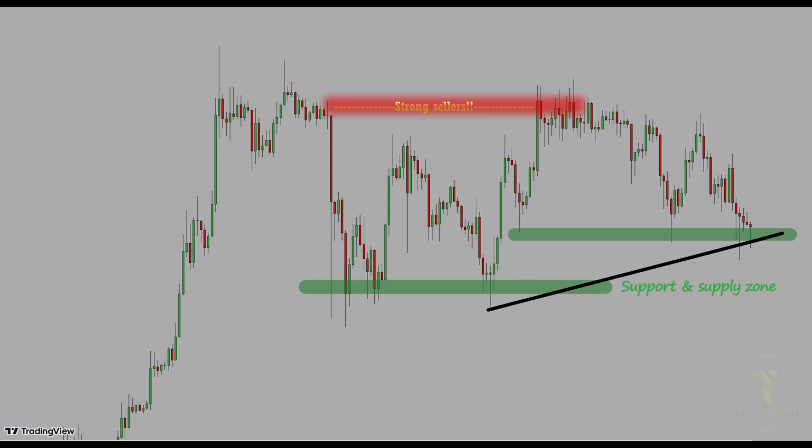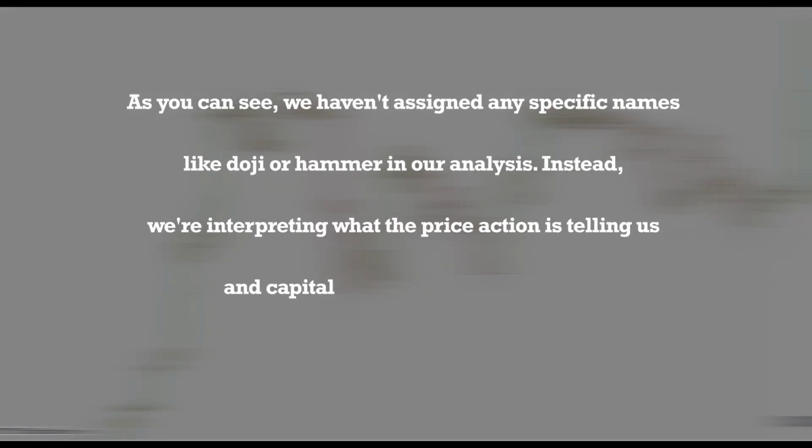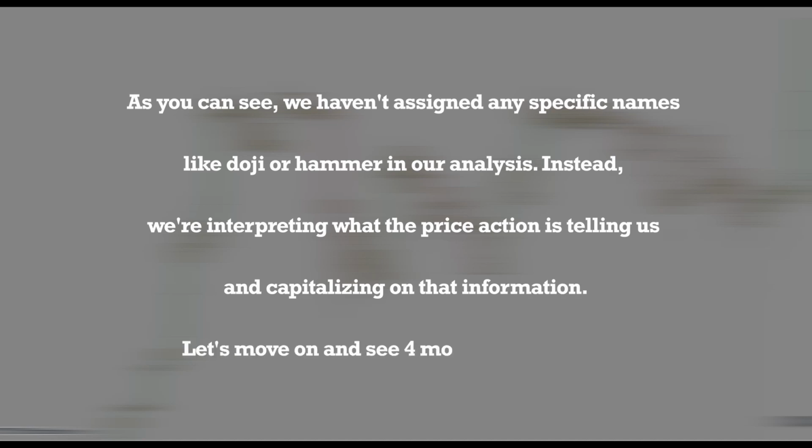So, combining all the factors we analyzed and taking advantage of the bullish trend, these candlesticks present another opportunity to buy now that we understand the entire story. And so, the price continues to rise. As you can see, we haven't assigned any specific names like doji or hammer in our analysis. Instead, we're interpreting what the price action is telling us and capitalizing on that information. Let's move on and see 4 more mini examples.